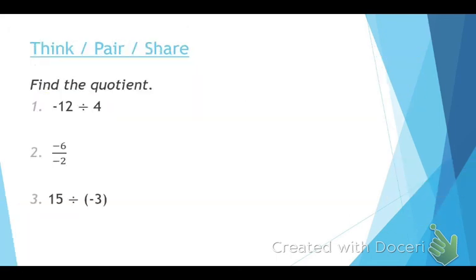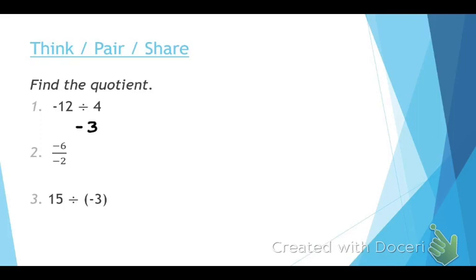All right, for the Think, Pair, Share section, as I walked around, most of you did get it correct, and these problems probably seemed pretty simple compared to those modeling real life that we just did. The main thing is, remember the rule. If you have an even number of negative signs, your answer is positive. If you have an odd number of negative signs, your answer is negative. Help me out, class. What's the answer to number 1?